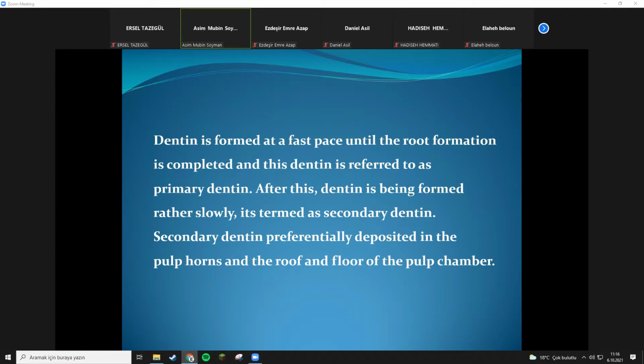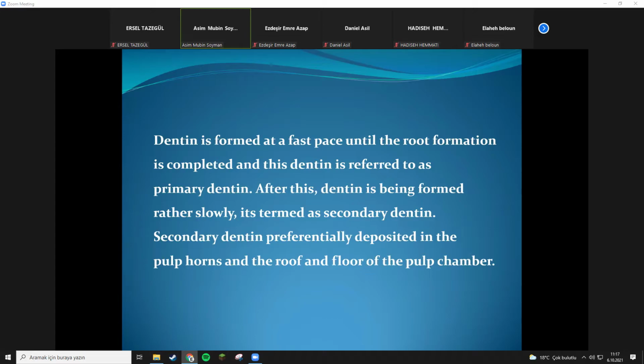And dentine is formed at a fast pace. You are going to learn about primary dentine and secondary dentine, I believe, in histological courses, but this is just for a beginning. Dentine is formed at a fast pace until the root formation is completed, and this dentine is referred to as primary dentine. After this, dentine is being formed rather slowly. It's termed secondary dentine.